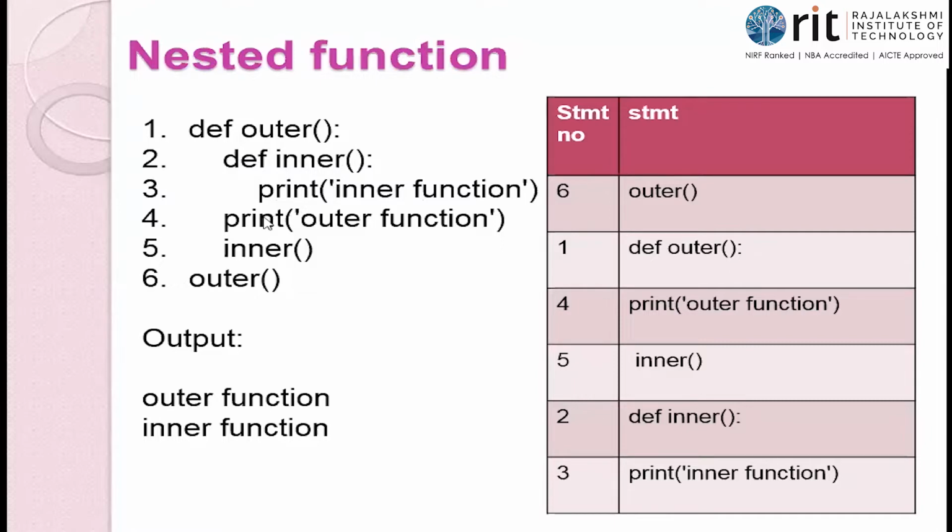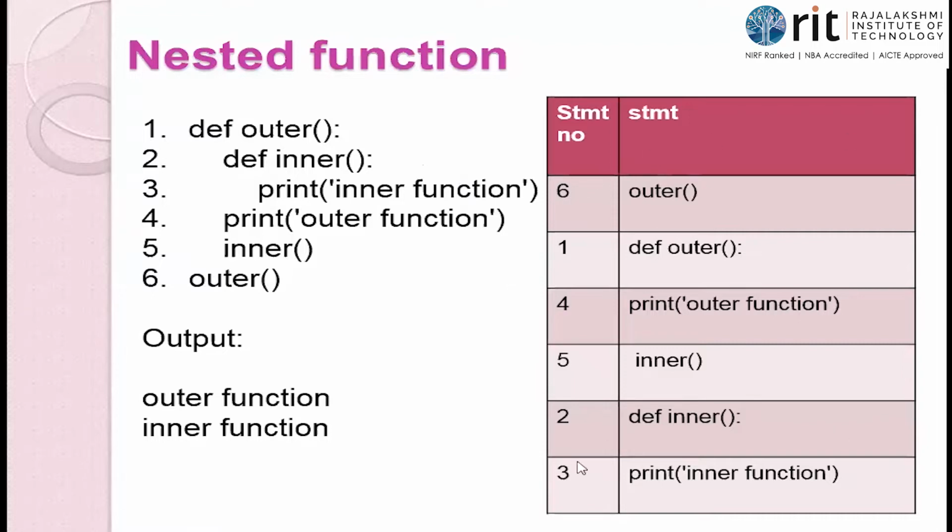Moving on to the next line in the logic. What is the next line in the outer logic? 4th line, print outer function. So that would be printed. Followed by the 5th line. Execute the 5th line. Inner is a function call here. Now the control will be taken to the 2nd line. So the definition gets executed. So the inner function will get executed.